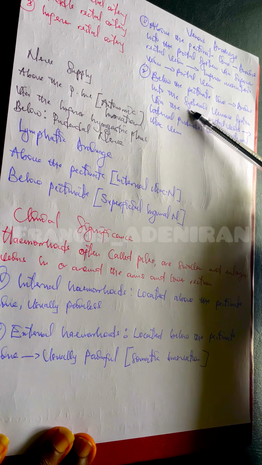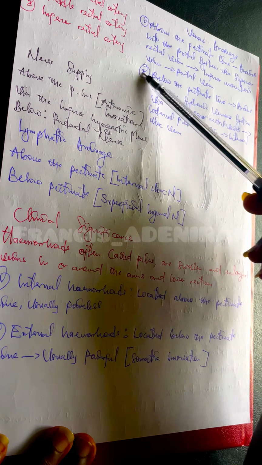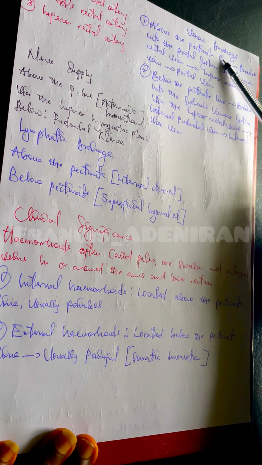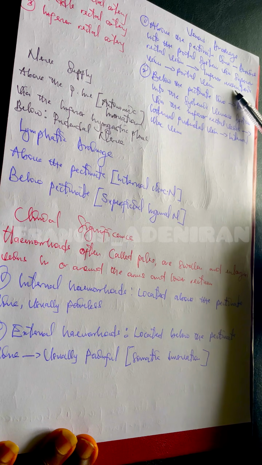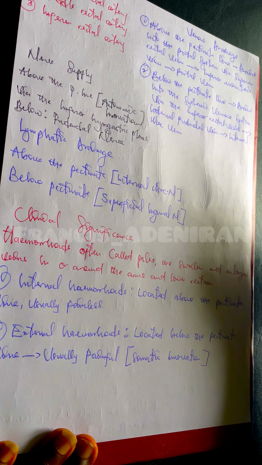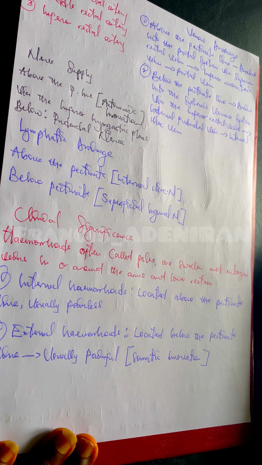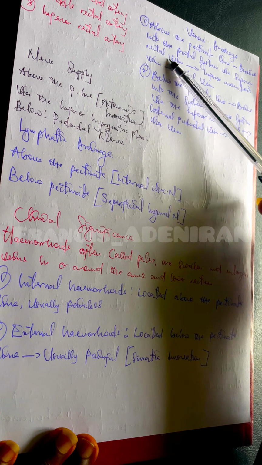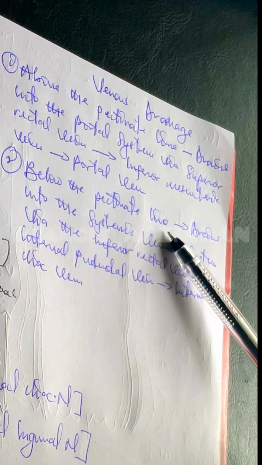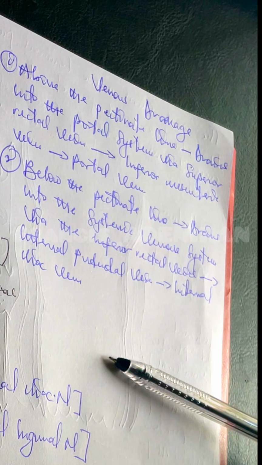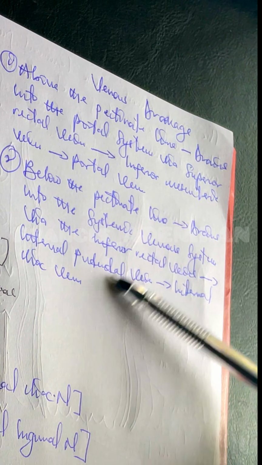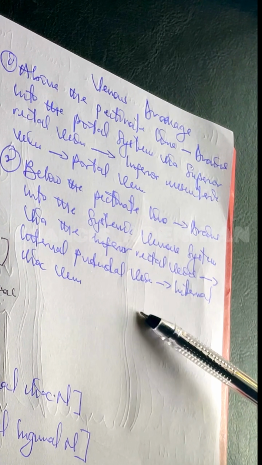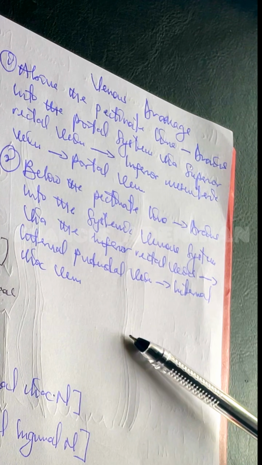The venous drainage will also be treated above the pectinate line and below the pectinate line. So above the pectinate line, it drains into the portal system via the superior rectal vein to the inferior mesenteric vein, then into the portal vein. So it is from the superior rectal vein to the inferior mesenteric vein to the portal vein. Now, below the pectinate line, it drains into the systemic venous system via the inferior rectal veins into the internal pudendal vein, into the internal iliac vein.